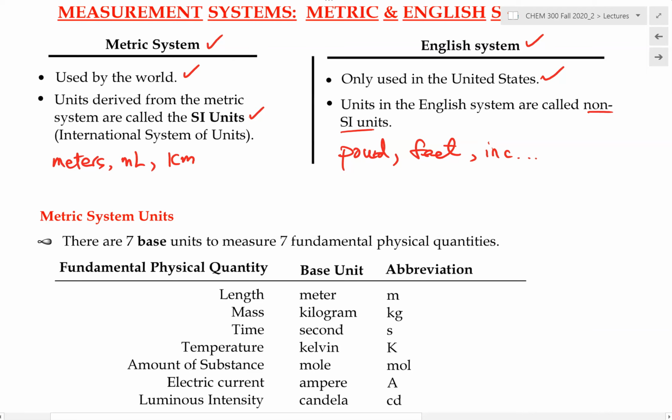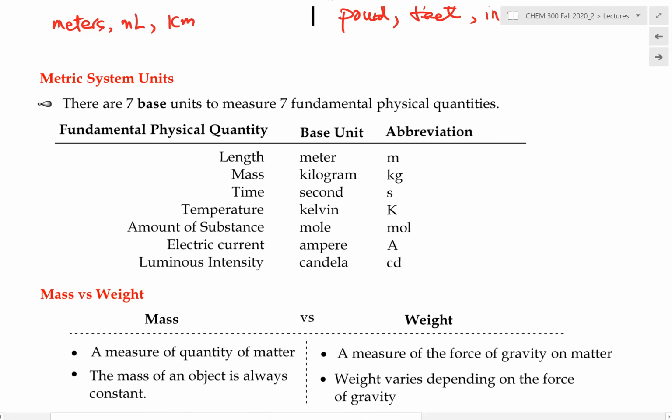Here is the important part right here. All scientific measurements are then made in the metric system. So therefore, as we learn science, it is very important that we are getting used to the metric system. And this is why this lecture right here emphasizes on the metric system. So now let's talk about the metric system units.